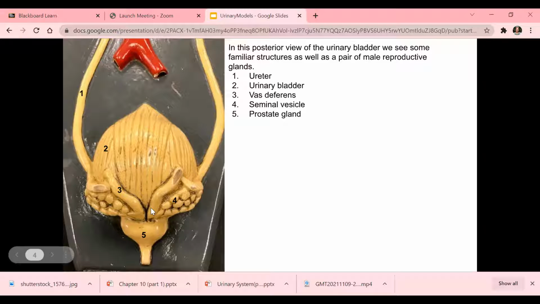In this picture, you can see these 2 ducts. Number 3, they are vas deferens. Number 4 are the paired gland in the back of the bladder, and we call them seminal vesicle or vesicular gland. And then you can see a prostate gland beneath the bladder around the male urethra.